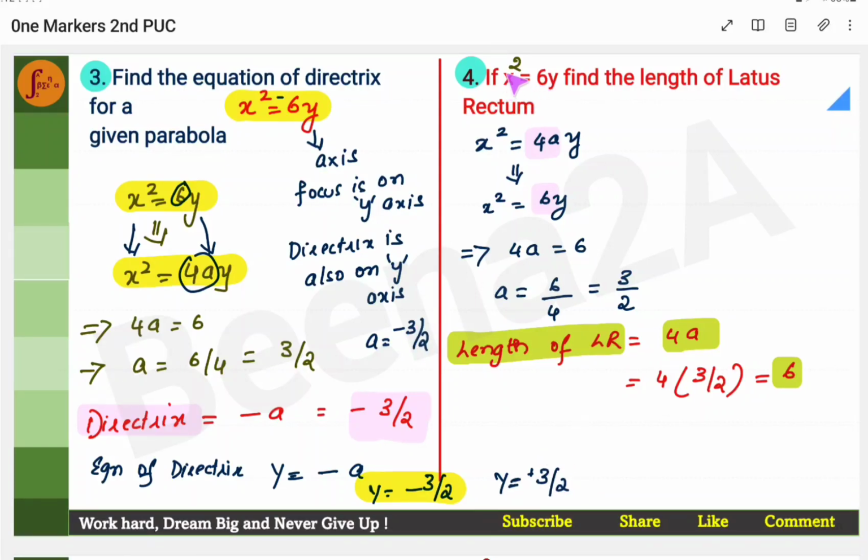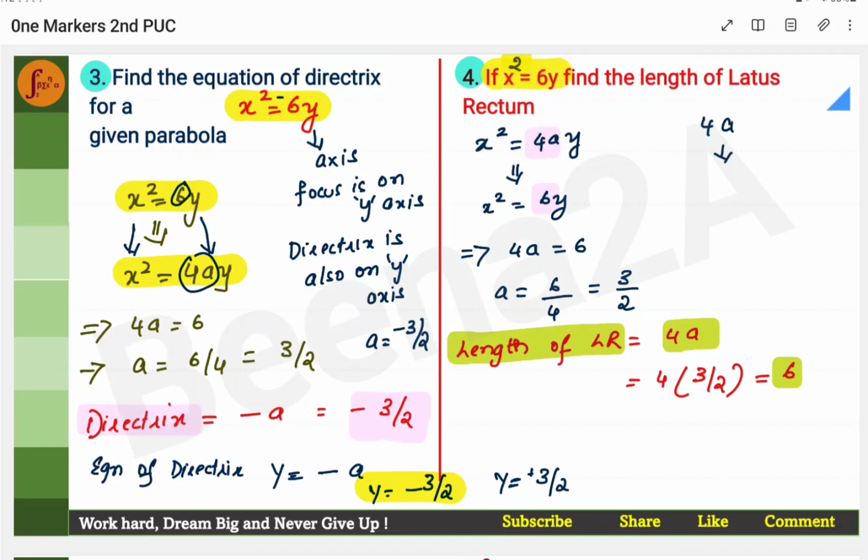Next one, if x square is equal to 6y, find the length of latus rectum. The parabola equation is given. You need to find the length. What is the length of latus rectum? Always it is 4 times a, 4a. Now, how do I know the value of a, right? I have to take this equation.